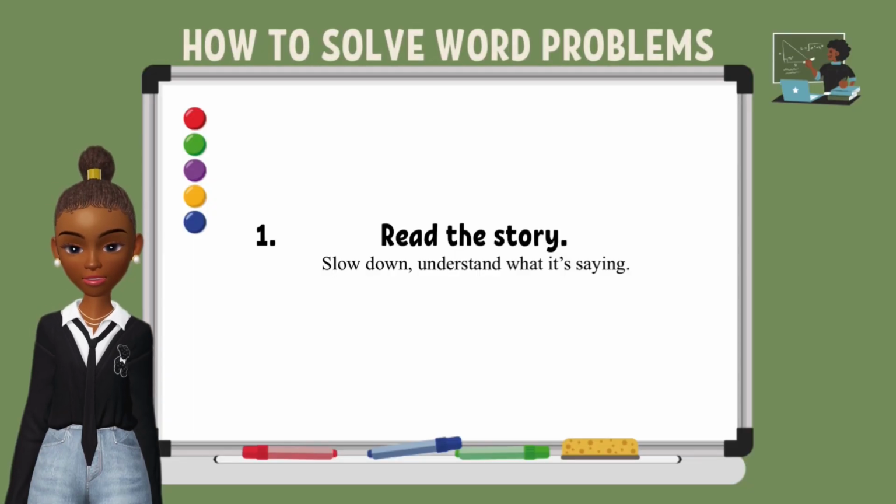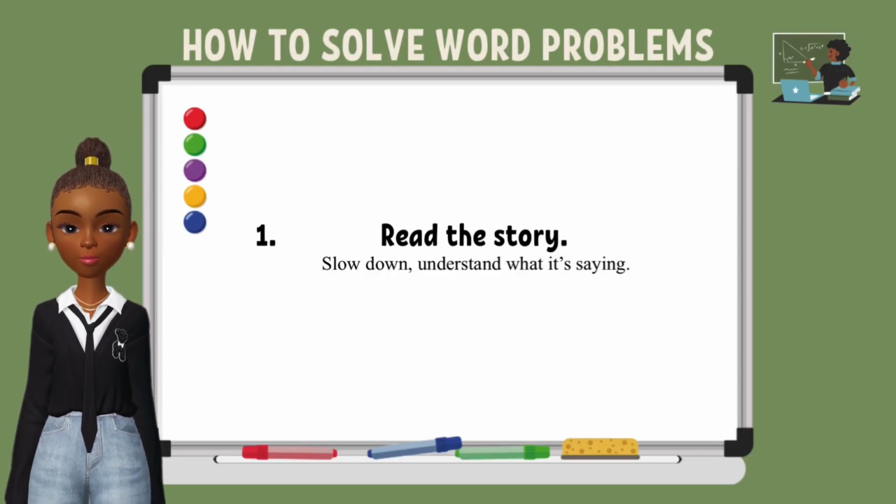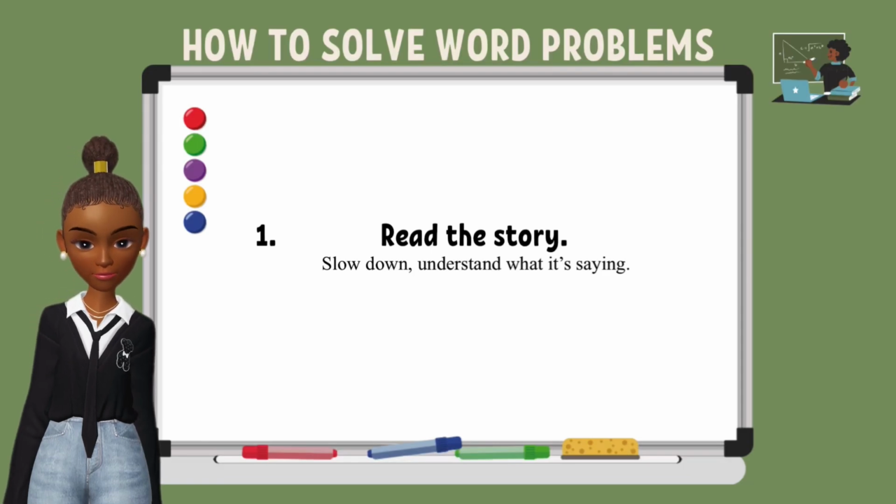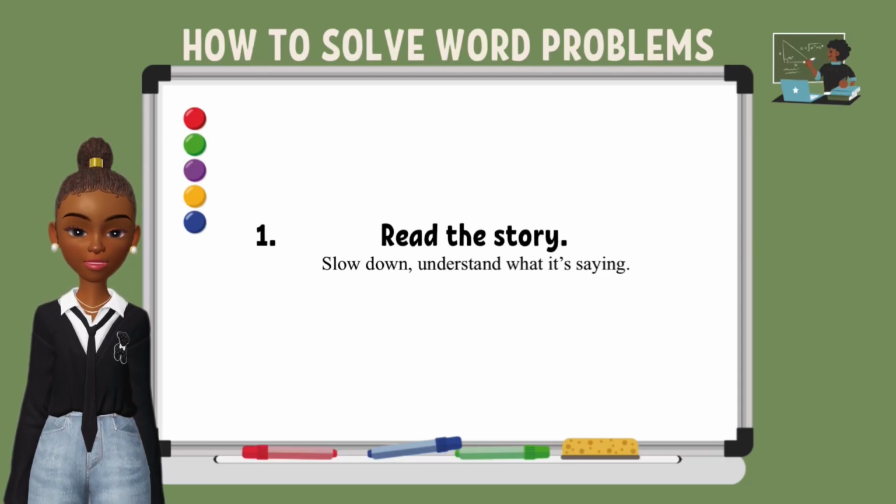My favorite way to solve a word problem is what I call read it, see it, solve it. Step 1, read the story. Slow down and figure out who or what the problem is talking about and what question you're being asked.